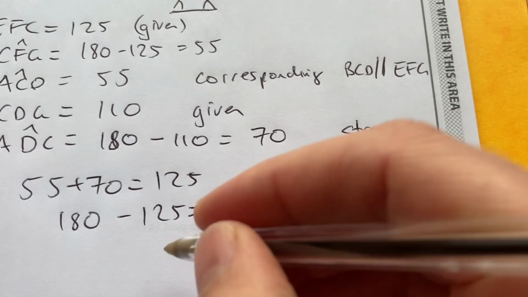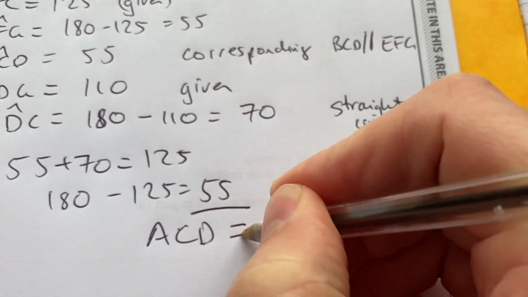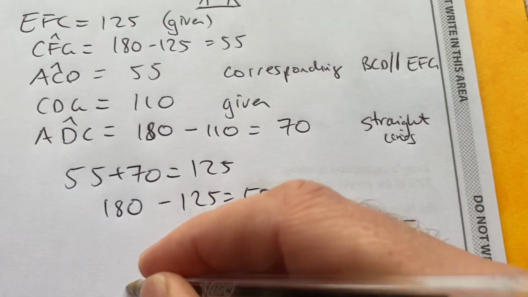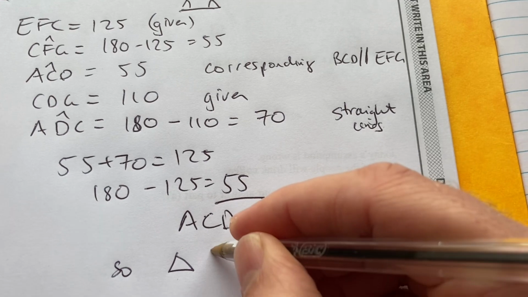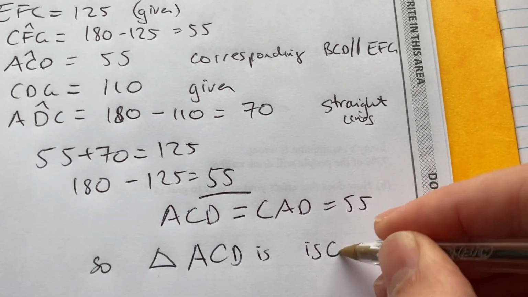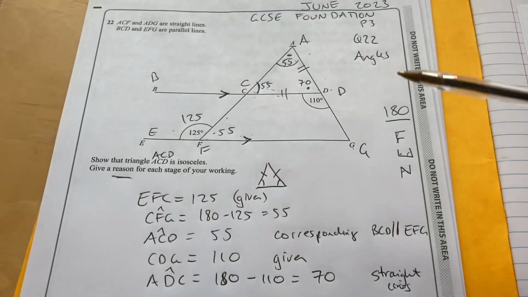So we have that ACD equals CAD, and they're both equal to 55. So the triangle ACD is isosceles. Okay, so let's just go over that again.